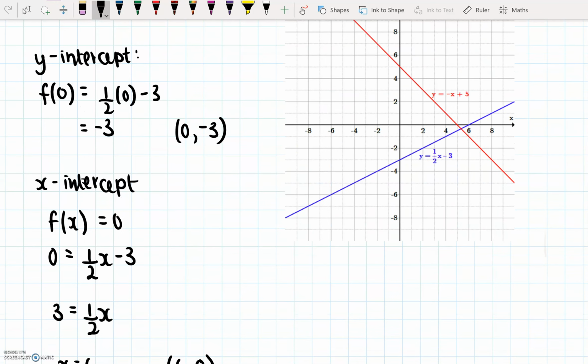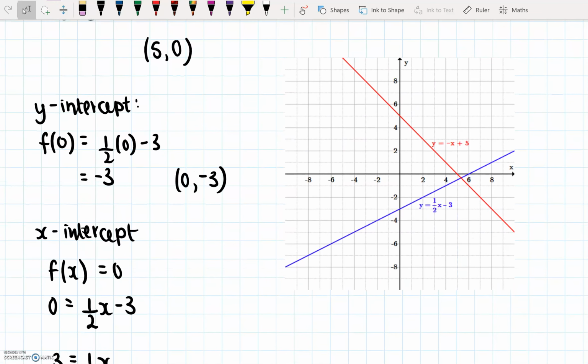And you should be able to see this. In this case, we could actually look at it on the graph, but that's not always going to be the case. Okay, so this is how you find your x and your y intercepts.